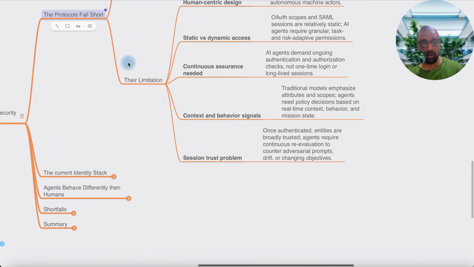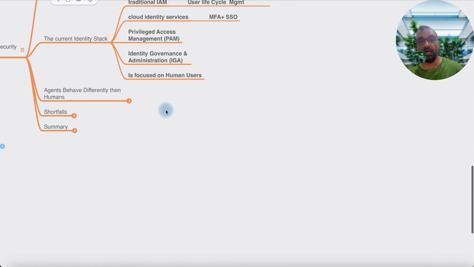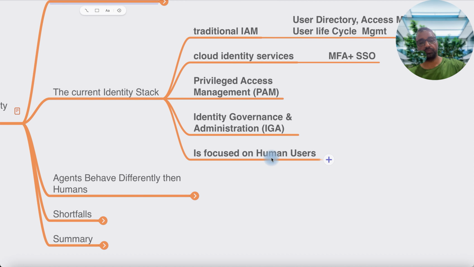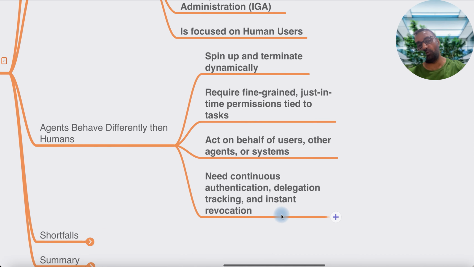Okay, and similarly, because of these limitations of the protocols, the underlying identity stack that implements these protocols limits them. So this includes traditional IAM solutions like user directory access management, user lifecycle management, MFA and SSO solutions, privilege access management solutions, identity governance solutions. They were all designed to focus on the human users, not on non-human identities or machine identities. So this approach has to completely change, and it has to evolve based on agents, because agents behave differently than humans, right?